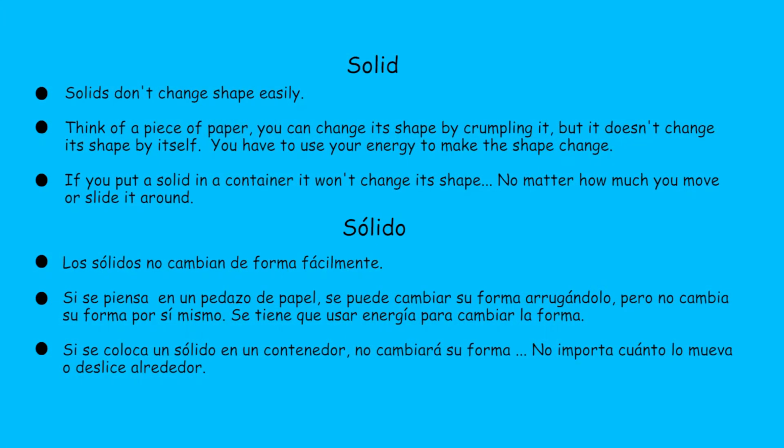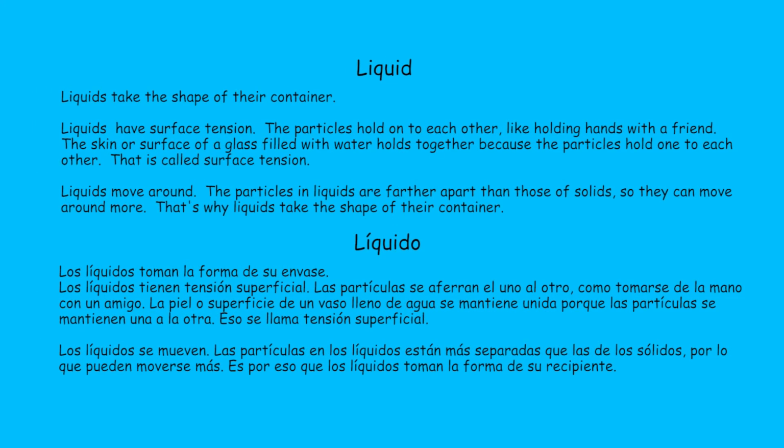Solid. Solids don't change shape easily. Think of a piece of paper. You can change the shape by crumpling it, but it doesn't change its shape by itself. You have to use your energy to make the shape change. If you put a solid in a container, it won't change its shape, no matter how much you move it or slide it around.